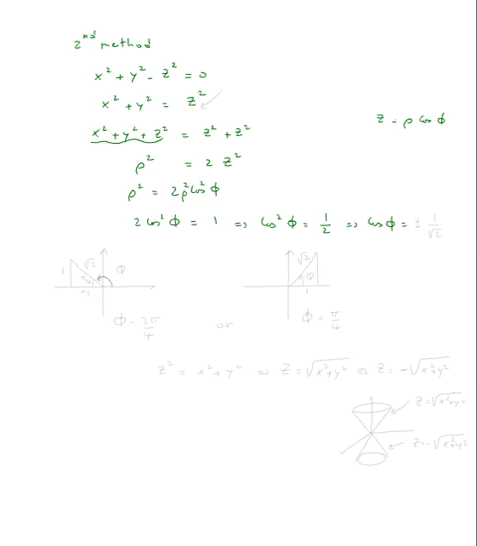1 over square root of 2. Now remember, phi is between 0 and pi. Sine is always positive, but the cosine can be negative. So how do we do that? Again, we're going to use some trick to find the angles.